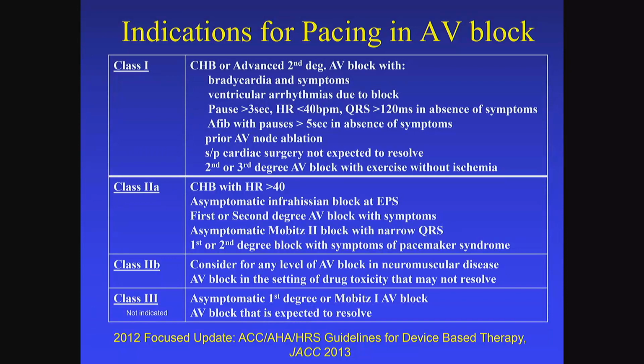Complete heart block with a heart rate greater than 40 is a class 2A indication, and any level of AV block in neuromuscular disease is a class 2B indication. An AV block in the setting of drug toxicity that may not resolve is also a class 2B indication. And finally, asymptomatic Mobitz 1 AV block is not an indication for a pacemaker. And AV block that is expected to resolve is also not an indication for a permanent pacemaker. And we will see selective examples of this at the end of this discussion.